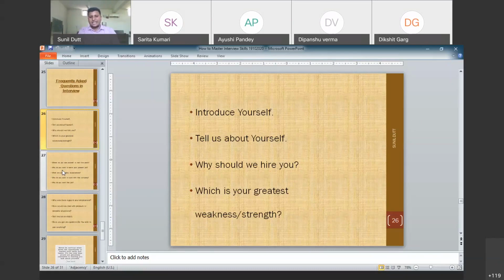Then, which is your greatest weakness and strength? Dear students, strength बहुत कम पूछी जाती है. It's always weakness which is asked. You should be honest about your weakness. There are two ways of answering this question.